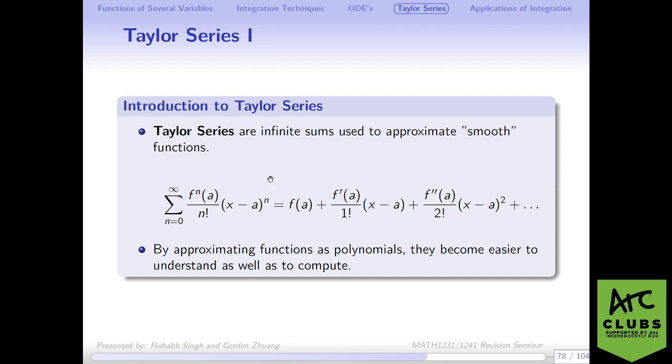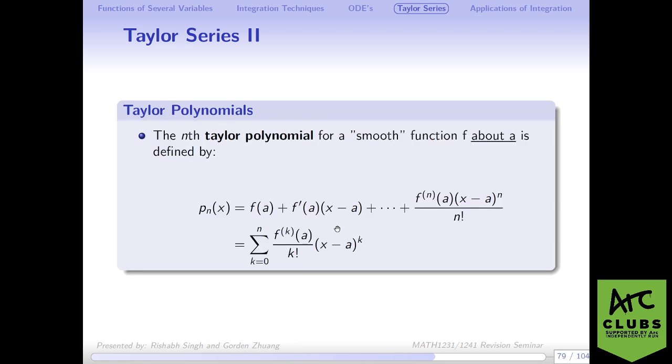And the point of these Taylor series is that by looking at these in terms of polynomials, well, actually that's for Taylor polynomials, they become easier to understand. When we have a function in terms of this sum, it becomes easier to work with. So a Taylor polynomial is a Taylor series that's cut off at some point, so it only goes up to degree n. And we define it in this form, the same formula but up to n instead of infinity.